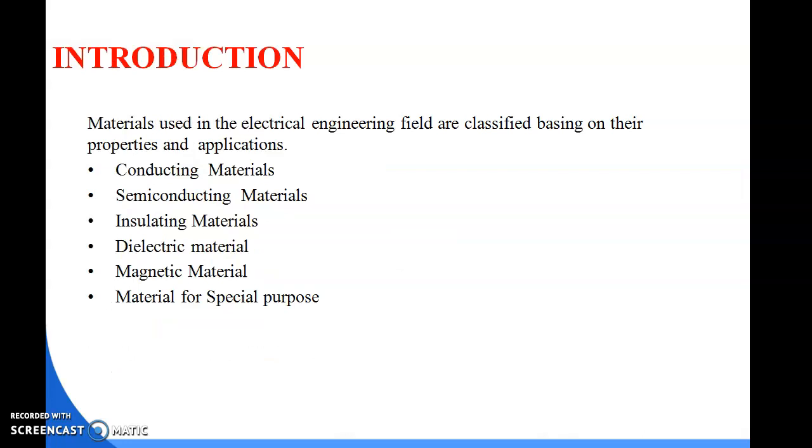What are materials? There are different types of materials we are using. Materials used in the electrical engineering field are classified as follows: conducting material, semiconducting material, insulating material, dielectric material, magnetic material, and metal for special purpose. So today our topic is conducting materials.